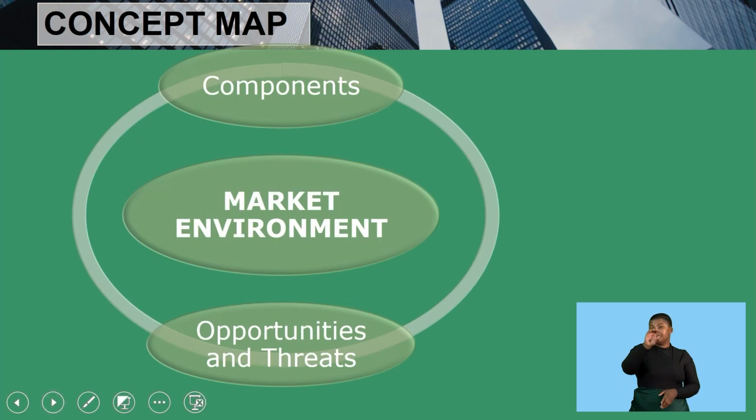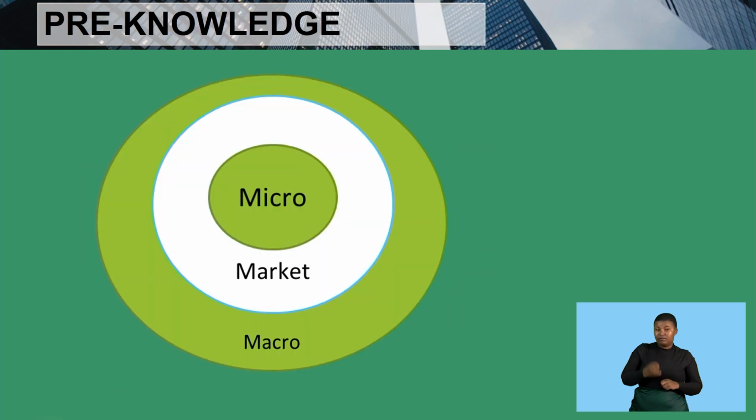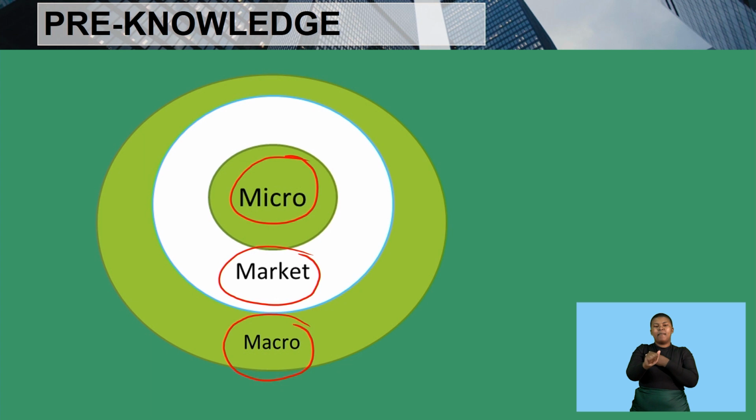Here is our concept map. We will of course take a look at our components and then our opportunities and threats. Now you should already be familiar with this little diagram where we illustrate the three business environments. Of course we have our smallest one, and that is our microenvironment, which refers to the internal environment of the business. Our second one of course is the market environment, which we will focus on in this lesson. And then the last one of course is our macro environment.